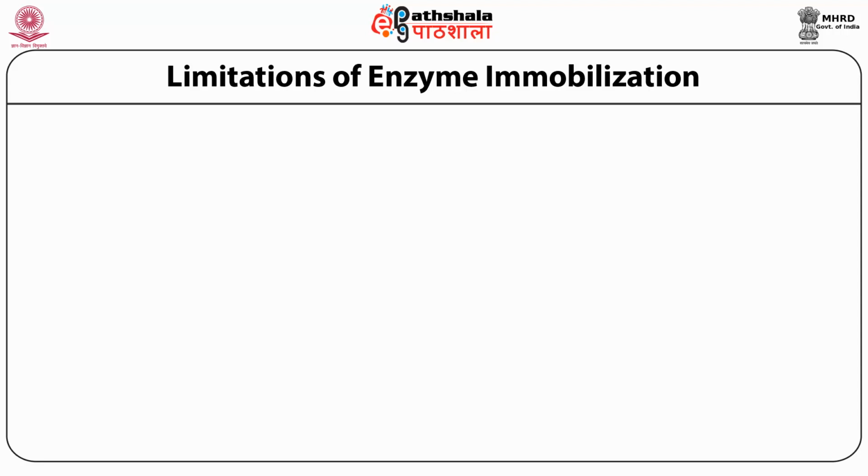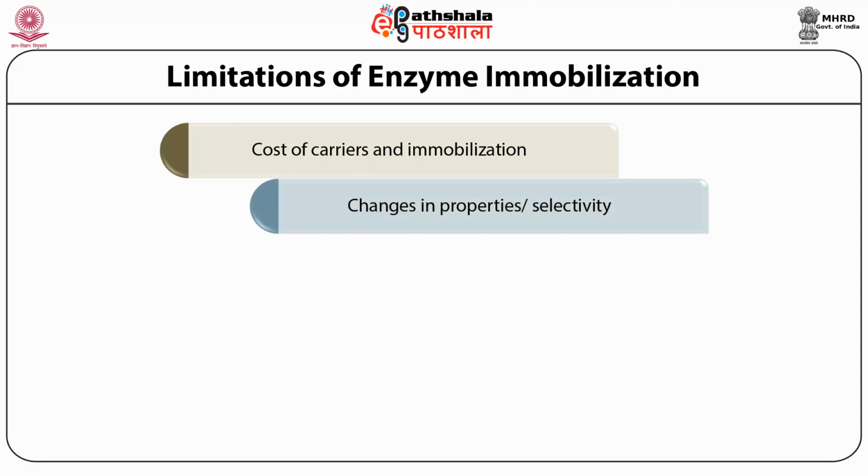The major limitation of enzyme immobilization is the cost of carrier and immobilization, and the change in the property or selectivity of the enzyme used in the immobilization, because once the selectivity, activity or efficiency of the enzyme is altered, it will alter the product formation. So that is one of the major limitations of enzyme immobilization.